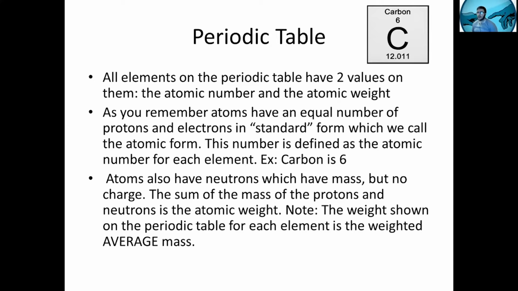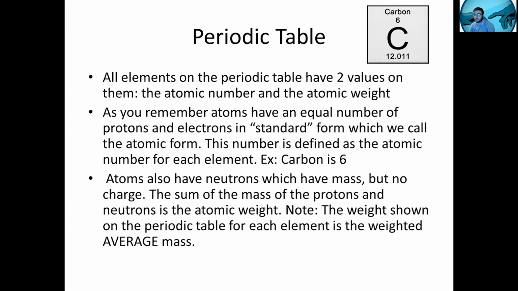As you remember, atoms always have an equal number of protons and electrons in their standard form. And it's in quotations because this is what we call the atomic form. But you can think of the atomic form as the standard form. This is the generic form that it will normally be found in. And anything other than that, like maybe an ion form, is something out of the ordinary. It's something special.